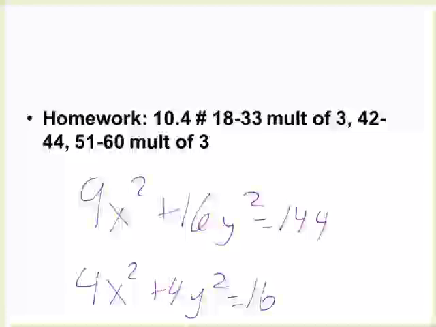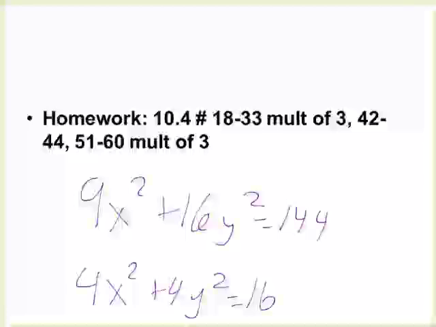What's different about the two equations? They're all multiples. 9 and 16 give 144. 4 and 4 give 16. They're not the same. That's the key, that the coefficients are different.